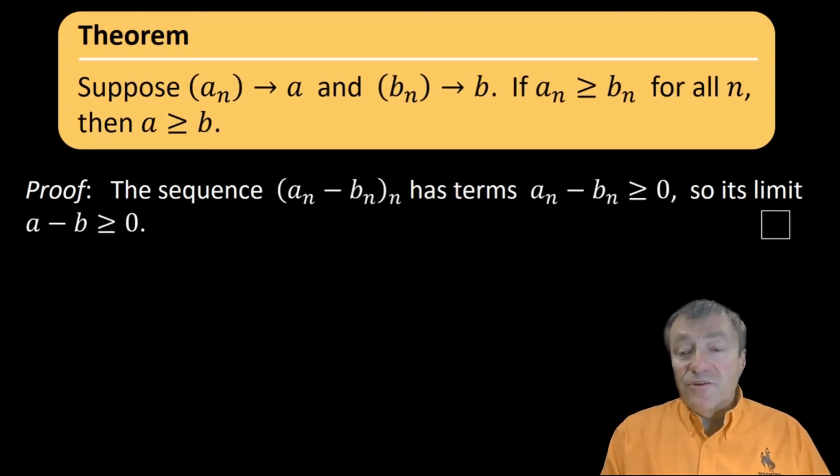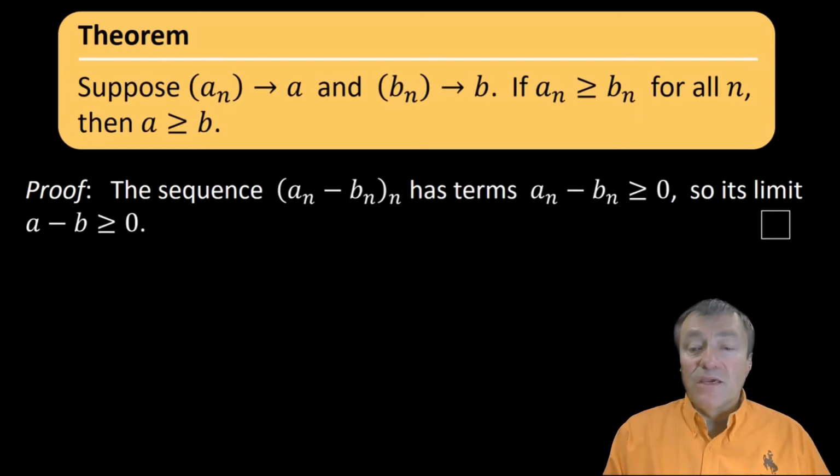Now, by the first theorem in this video, for a convergent sequence with non-negative terms, the limit must also be non-negative. This says a minus b is non-negative. Oh, well, that says a is greater than or equal to b. QED.